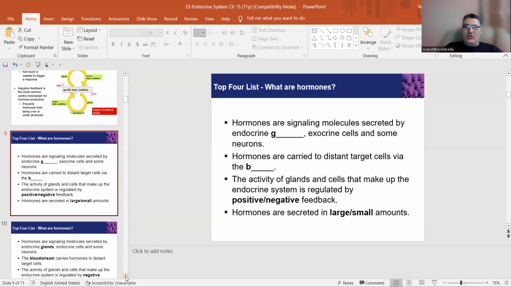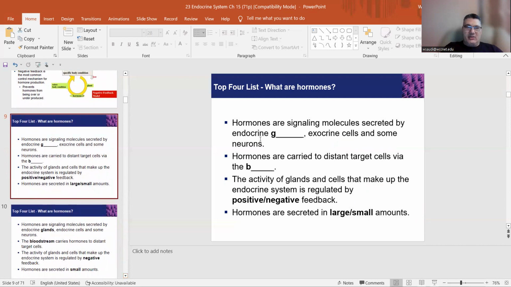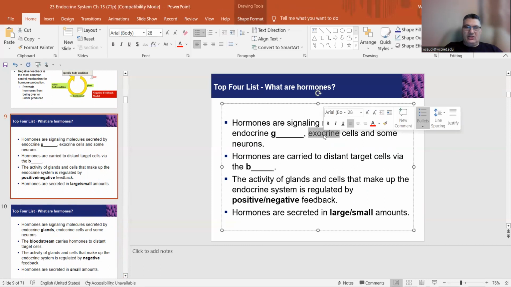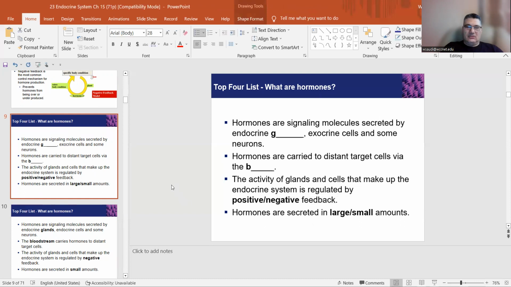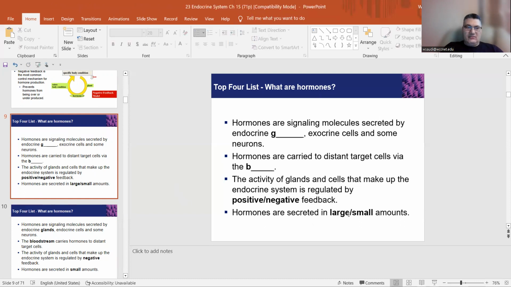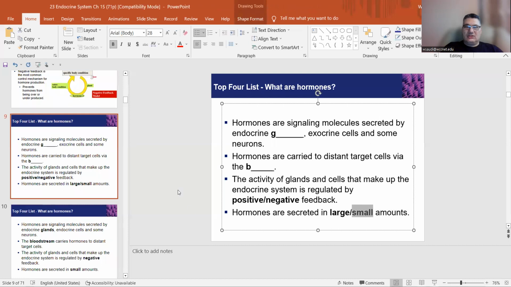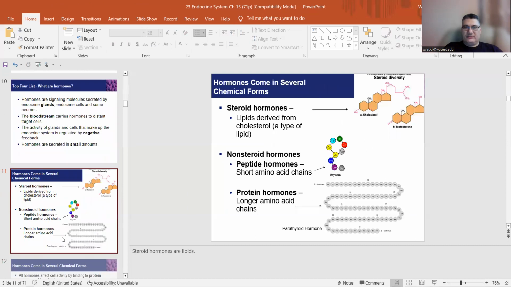So hormones are signaling molecules secreted by the endocrine glands, of course, some endocrine cells and some neurons. This should be endo, not exo. Hormones are carried to distant targets via, of course, the bloodstream. The activity is controlled mainly by negative feedback. Hormones are secreted in small amounts.